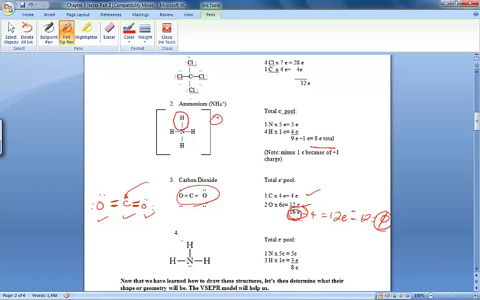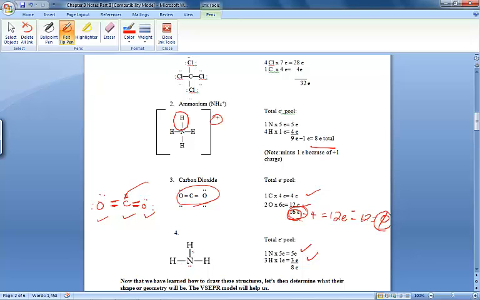Let's look at our last example here. Ammonia. So NH3, nitrogen being in group 5 gives us 5 electrons. Each hydrogen in group 1 gives us 1 electron. So that's a total of 3 times 1, or 3 electrons coming from the 3 hydrogens, for a total of 8 electrons. Let's form the basic structure.